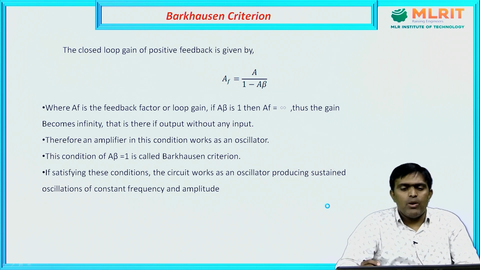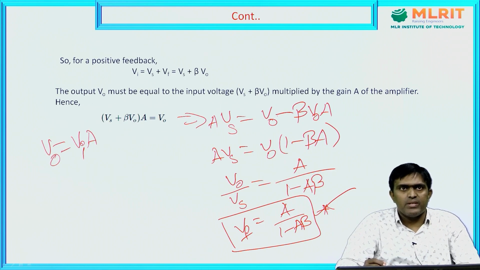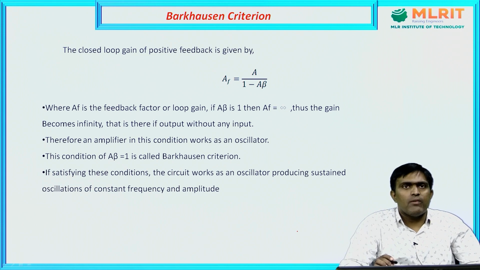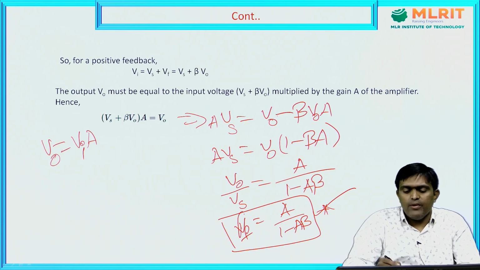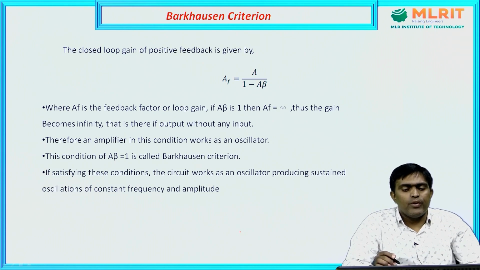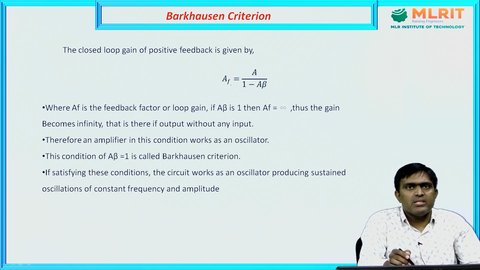In the previous slide, we derived A by 1 minus A beta. This is the closed loop gain of the positive feedback. Sorry, here not Vf, AF. AF is the closed loop gain of the positive feedback, denoted by A suffix F, which is A by 1 minus A beta.